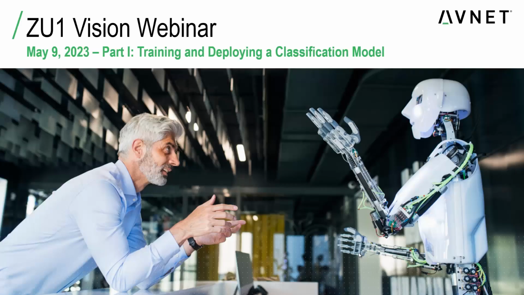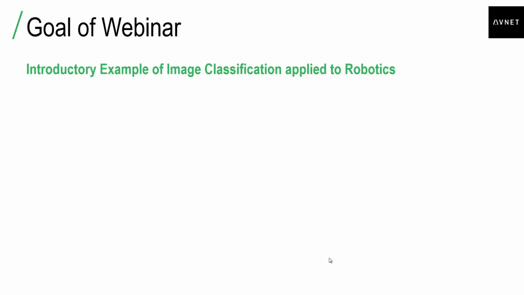Thanks, Brian. I'd like to start this presentation by first explaining what we'll be building in this webinar series. So the goal of the webinar is to provide an introductory example of image classification applied to robotics. So what does this mean?